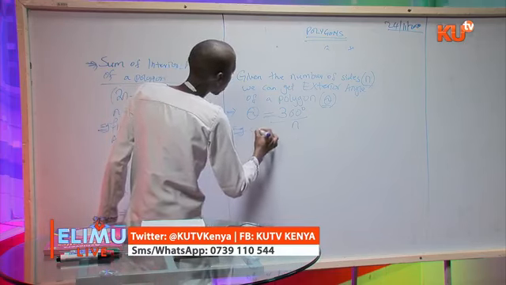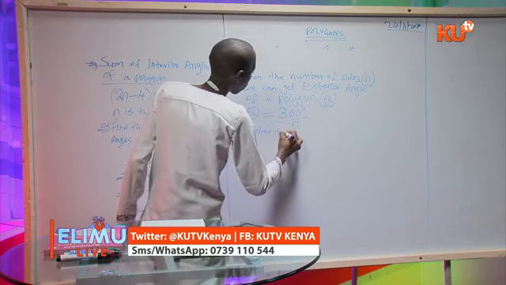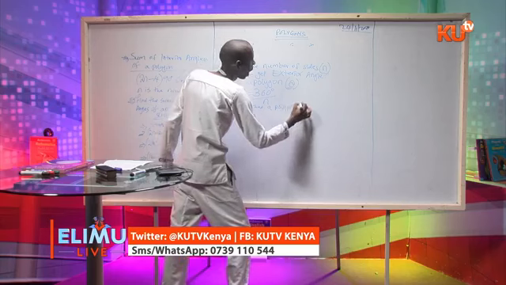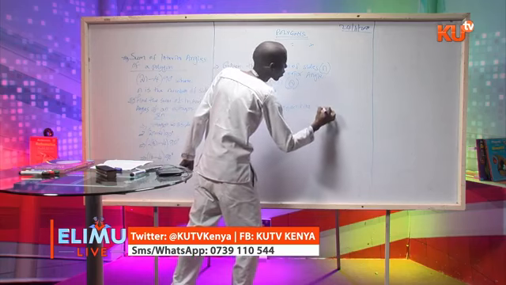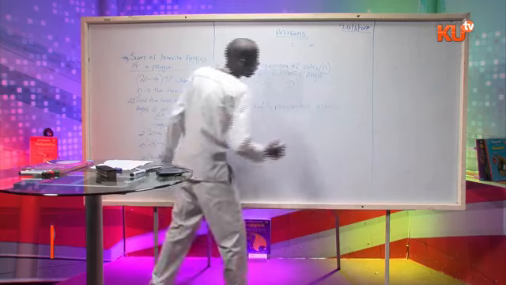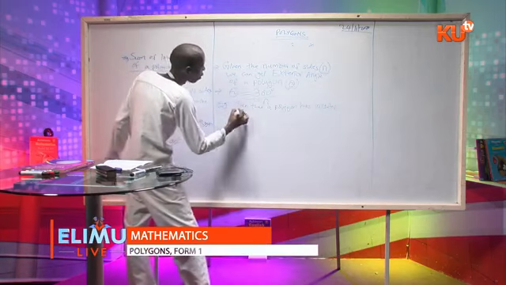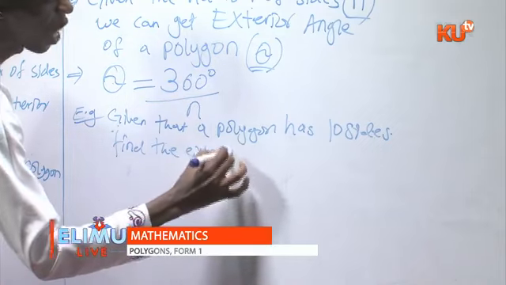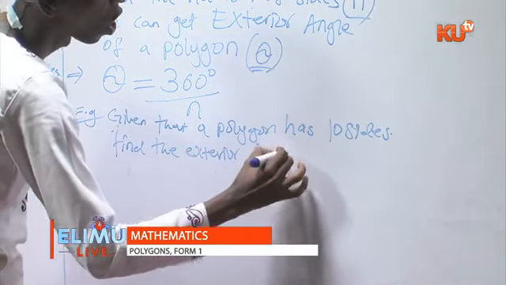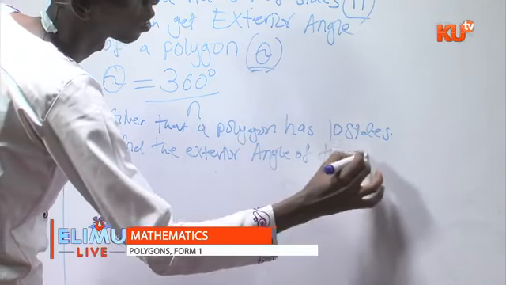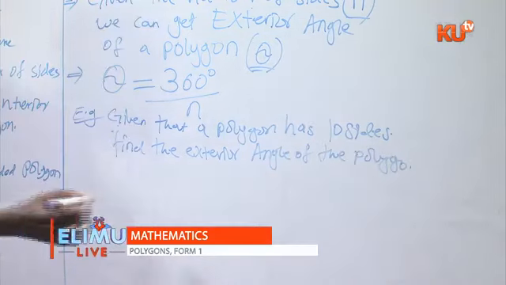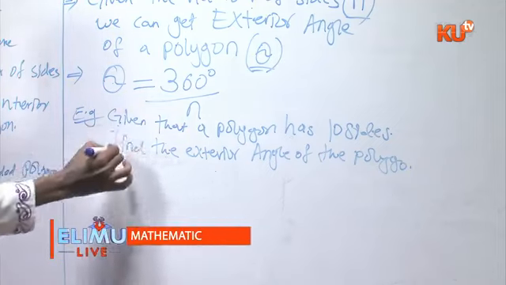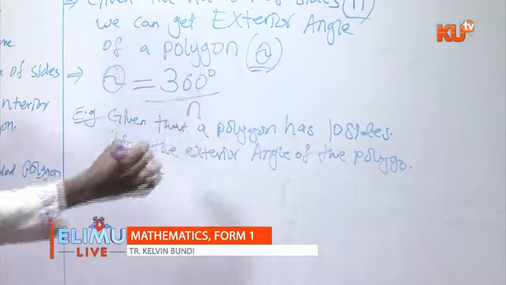For instance, when you are given that a polygon has 10 sides, that is a decagon. Given that a polygon has 10 sides, find the exterior angle of the polygon.